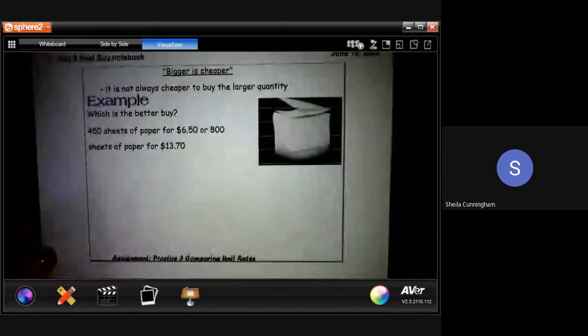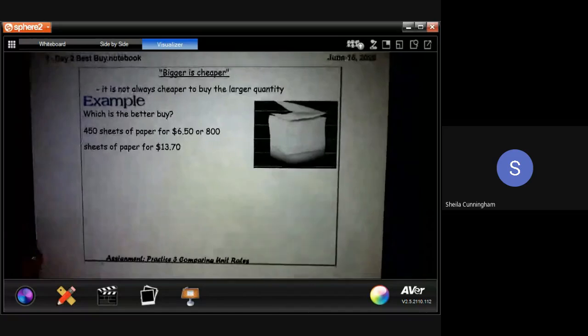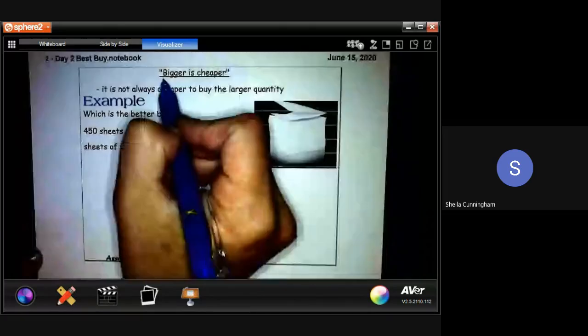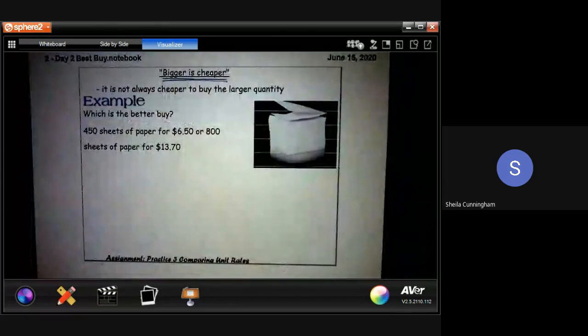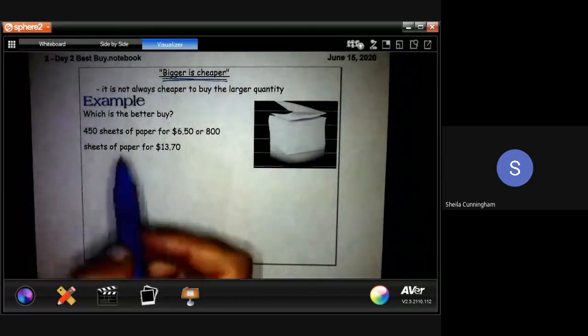Okay, here's another example. And this is about how bigger is not always cheaper. That's not always the best case scenario, right? Don't always think that buying in bulk is the better buy. It may seem like you're getting a better deal, but don't always assume that's the case. So let's look at this.